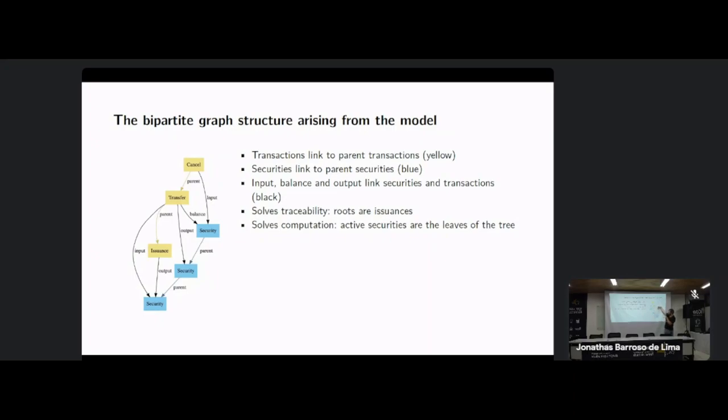Same goes for balance. So let's suppose a balance was created. It has as its parent the security that was created here. And when we cancel, the cancellation is canceling something that was created by a transfer, so it's a parent. And there's the input and balance link. So it's a bipartite graph of securities and transactions. And we can use this graph to solve the auditability and traceability problem, because we will always be able to trace a security back to where it started and transaction back to where it started as well.